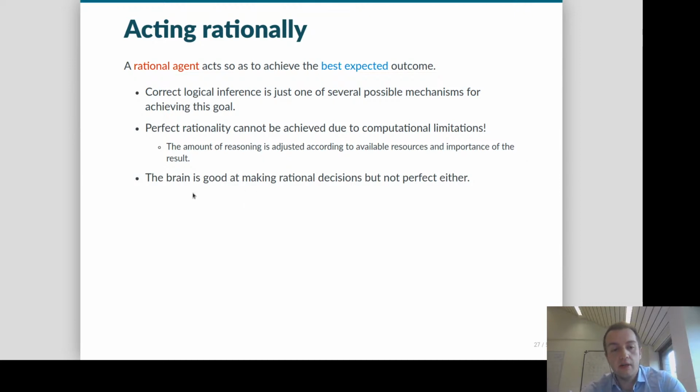And the brain, when you look at it, is a good implementation, a good agent in a way, to make rational decisions, but again, it's not perfect either. So we should understand that as humans, we are intelligent beings and we can make rational decisions to some extent, but we are not optimal either. There might be other mechanisms that would allow us to make more rational decisions or more optimal decisions.